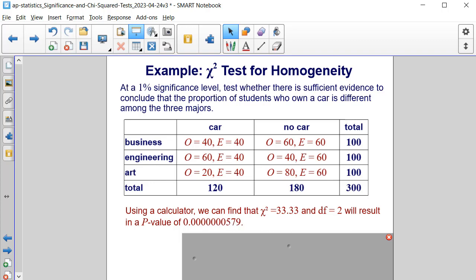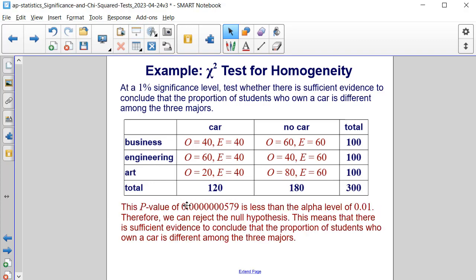0.000000579. And then this p-value of 0.000000579 is much less than the alpha level value of 1/100th. Therefore, we can reject the null hypothesis, and this means that there is sufficient evidence to conclude that the proportion of students who own a car is different among the 3 majors.